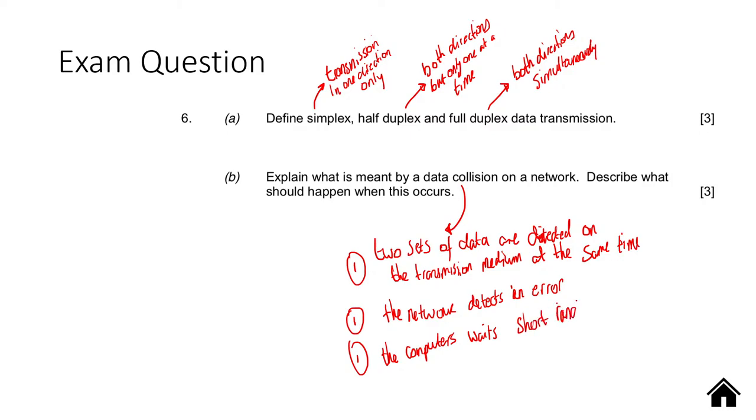random amount of time. Why is that random? Why did they wait a short random amount of time? Why is it random? Then it sends the data again.